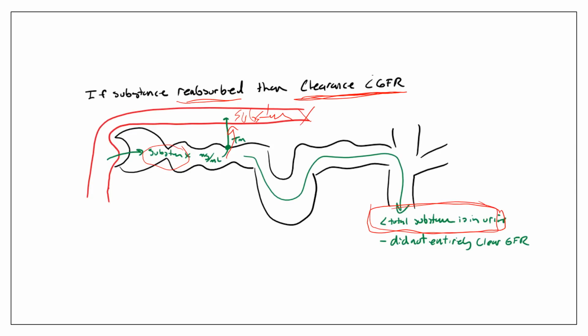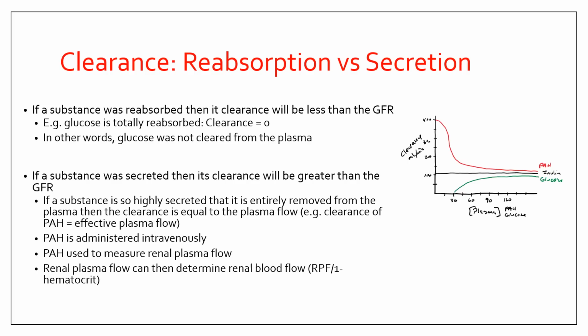But the key here is that I didn't totally clear that filtered volume because some of the substance accompanied that volume back into the peritubular capillaries. So therefore, I'm clearing some volume, but it's going to be less than the GFR, or in other words, less than that filtered volume. So I didn't entirely clear the GFR. That is a foreshadowing of how we can use clearance to help us predict how a substance behaves by comparing it to the GFR. I'll come back to that in a minute.